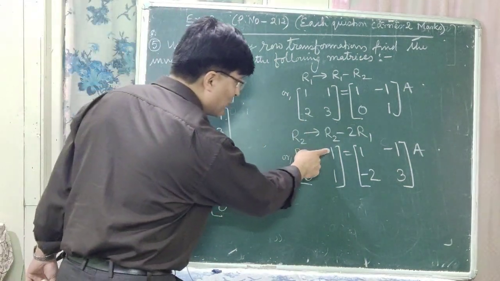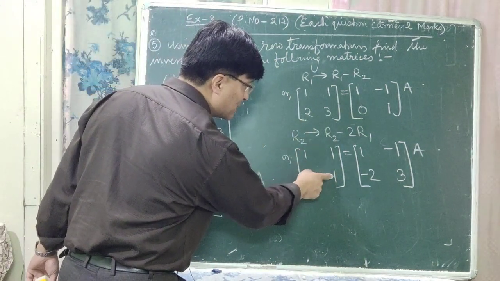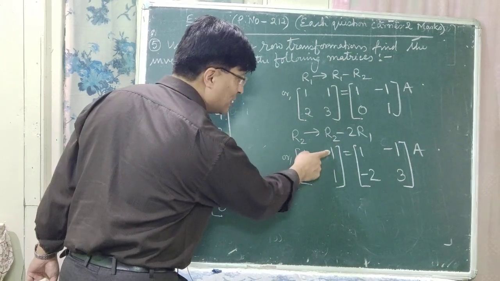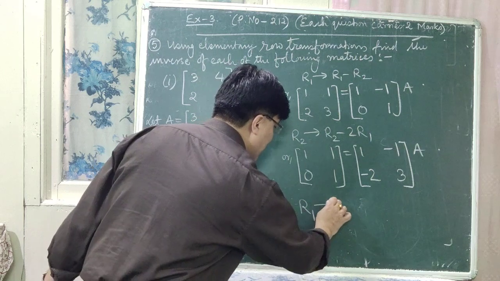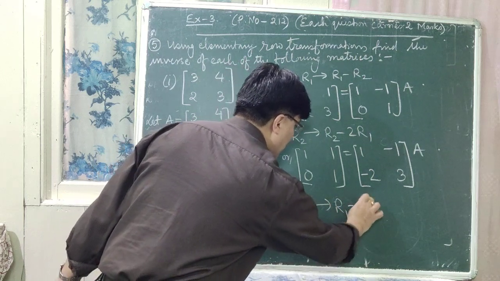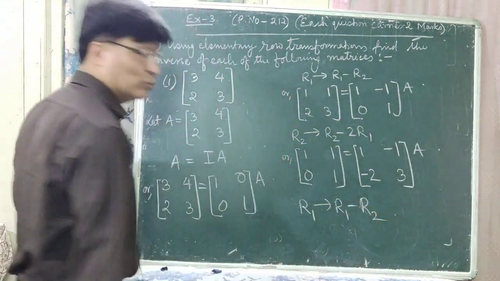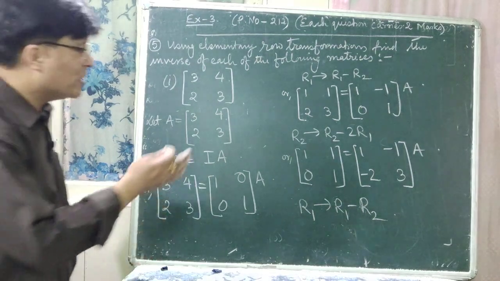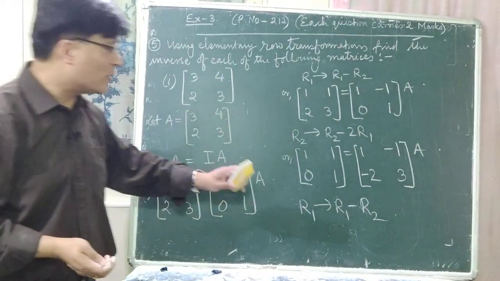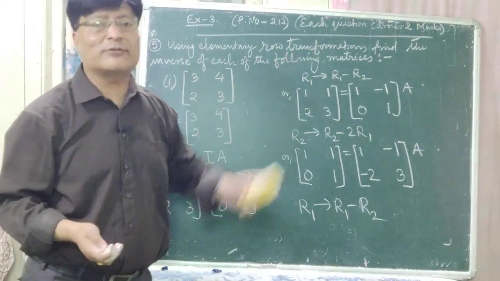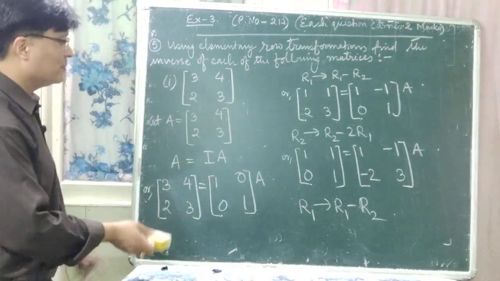R1 dash is equal to R1 minus R2. If you do 1 minus 1, it will be 0. So here you should write R1 is equal to R1 minus R2. So we are using transformation in row only. That's why it is known as elementary row transformation, right?